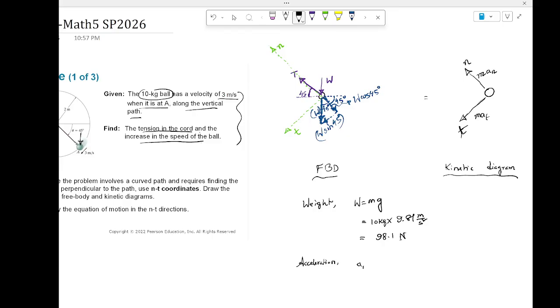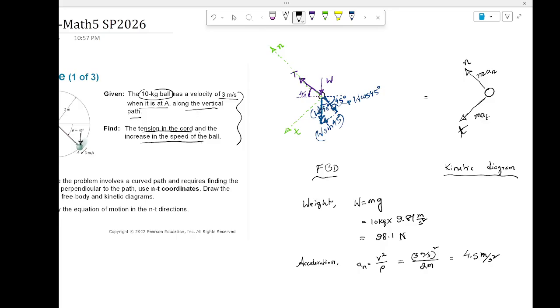a_n is v squared divided by rho. What is the value of v, Christian? The velocity, 3, is given, right? 3 meters per second. And Logan, what was the value of the radius? 2 meters. So we do the math and you come up with 4.5 meters per second squared. Now we are officially ready to deal with this math.